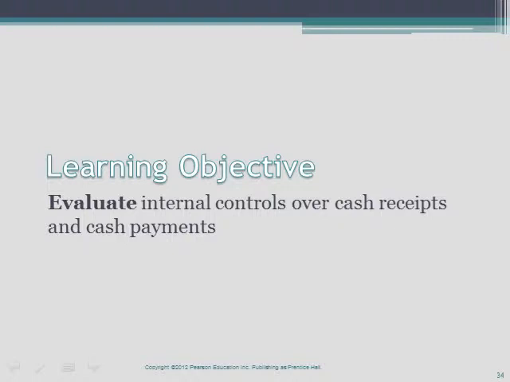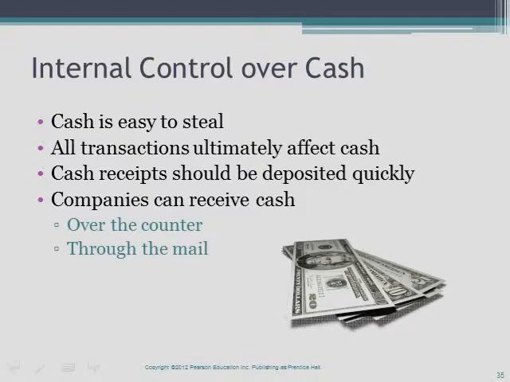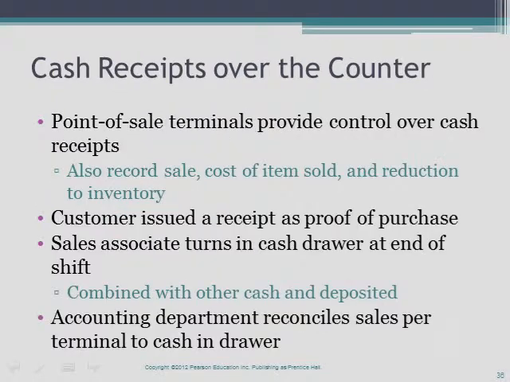And so now we want to talk about how to evaluate internal controls over cash receipts and payments. Cash requires some specific internal controls because cash is relatively easy to steal and is easy to convert to other forms of wealth. Remember, we said cash was highly liquid. Moreover, all transactions ultimately affect cash. All cash receipts should be deposited for safeguarding in the bank, and quickly. Companies receive cash over the counter and through the mail. Each source of cash has its own security measure.